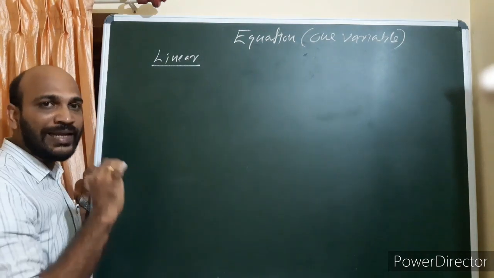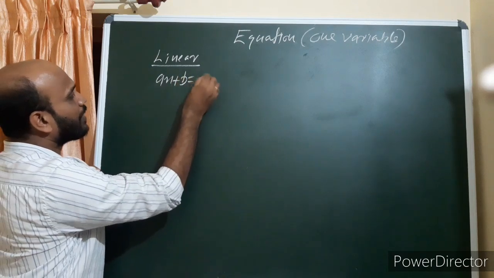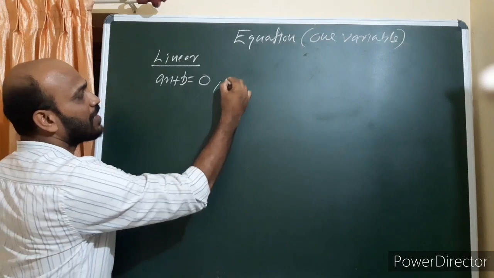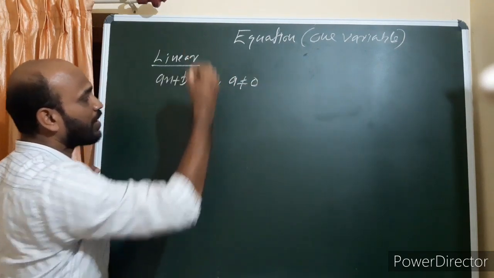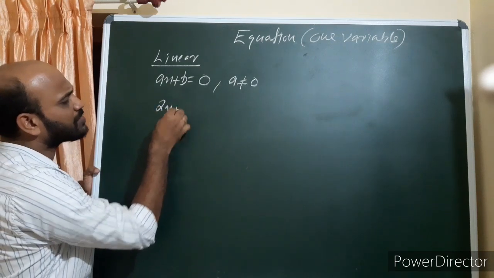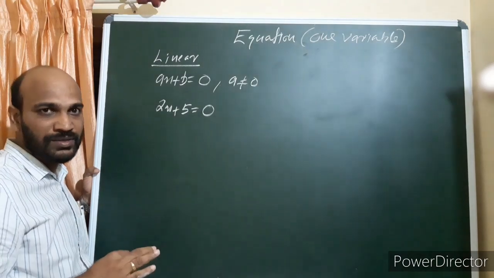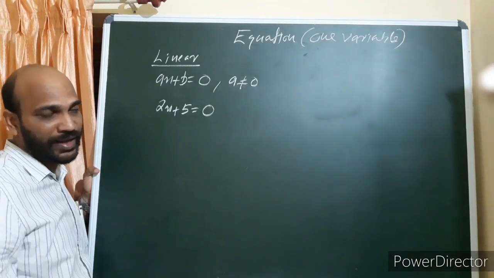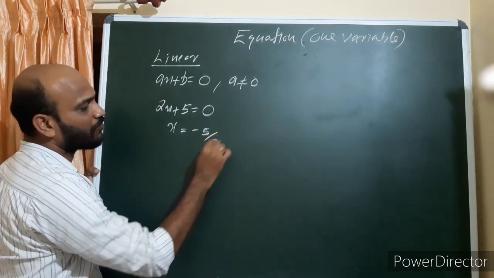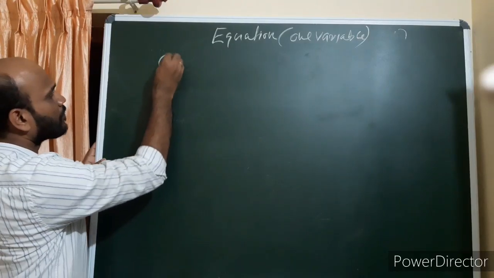So the general form of a linear equation in one variable is ax plus b equal to 0, where a and b are real numbers and a not equal to 0. If a equal to 0, this will become a constant. For example, 2x plus 5 equal to 0. You know how to find the solution. This one you studied in 8th or 9th. So what is the value of x? x will be equal to minus 5 by 2. We can write the answer directly. Very simple question.